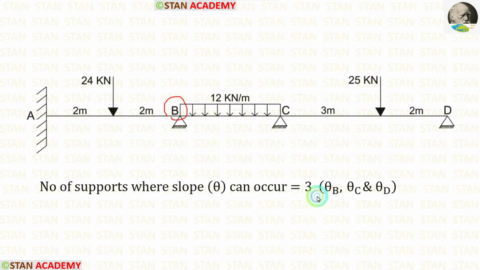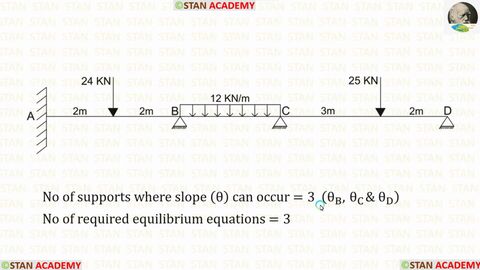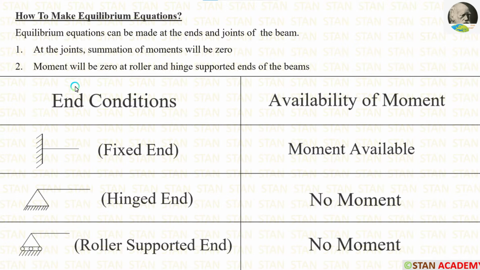In the point B, we are having theta B. In the point C, we are having theta C. And in the point D, we are having theta D. So, there are three unknowns in this problem. If we calculate these three unknowns, we can easily find the final moments. To calculate these three unknowns, we need three equilibrium equations. Let us see how to make equilibrium equations.